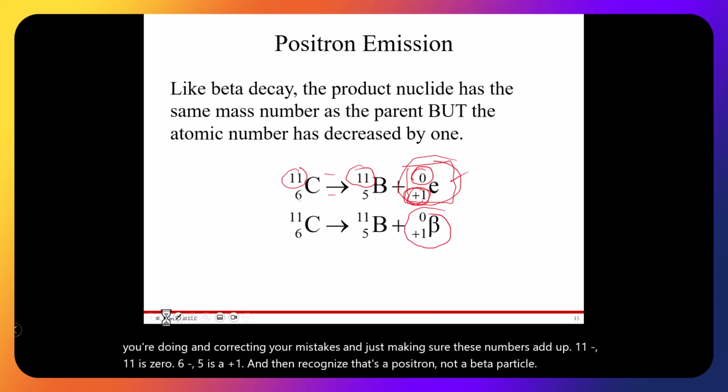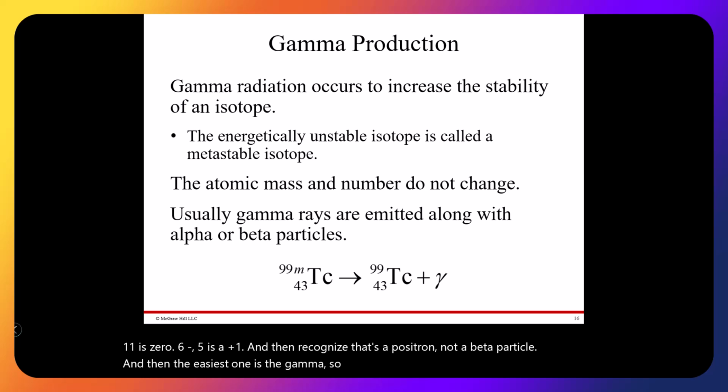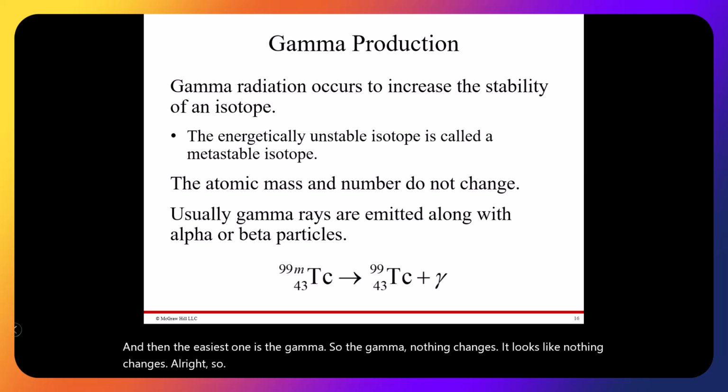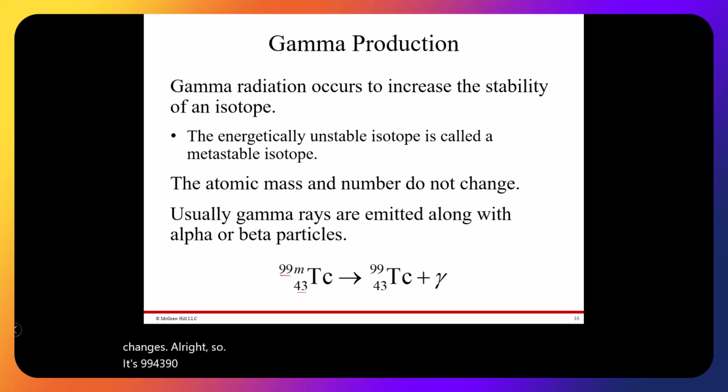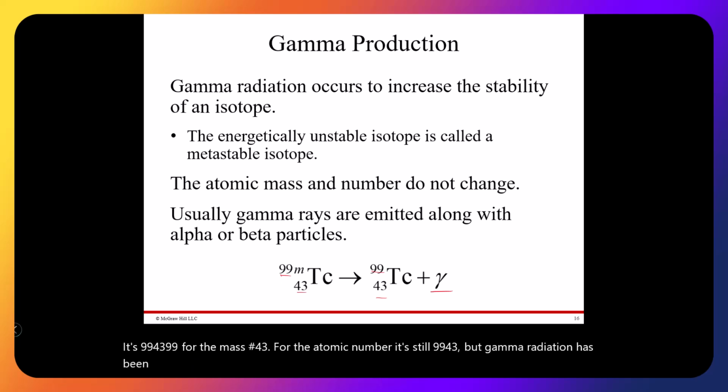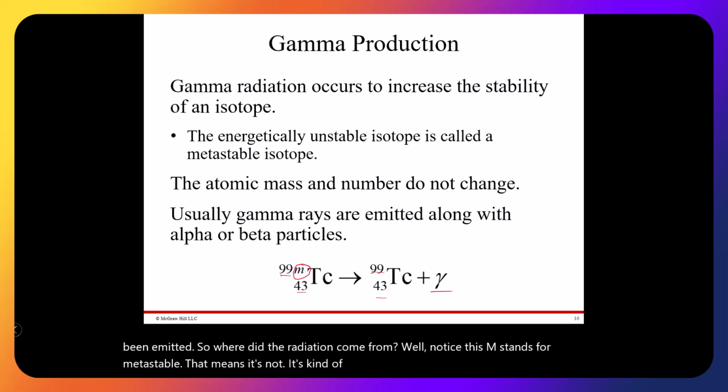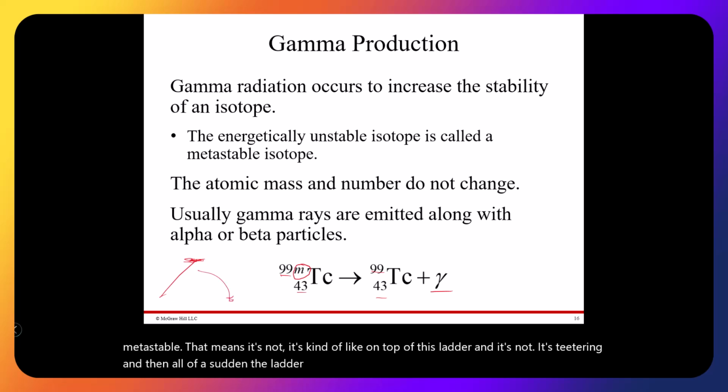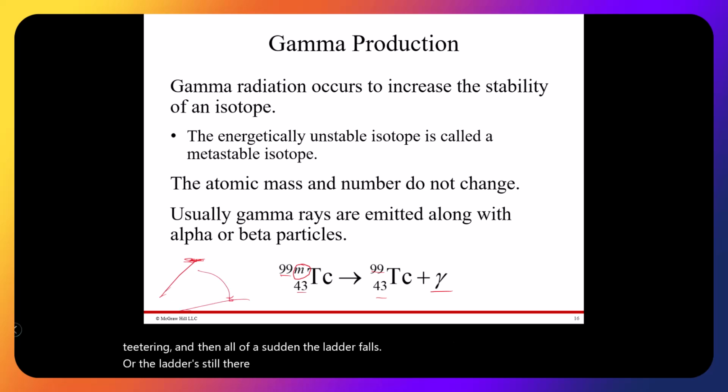And then the easiest one is the gamma. So the gamma, nothing changes. It looks like nothing changes, all right? So it's 99, 43. 99 for the mass number, 43 for the atomic number. It's still 99, 43. But gamma radiation has been emitted. So where did the radiation come from? Well, notice this M stands for metastable. That means it's kind of like on top of this ladder, and it's teetering. And then all of a sudden the ladder falls. Well, the ladder's still there, but it's lost energy. That energy it lost was the gamma radiation.